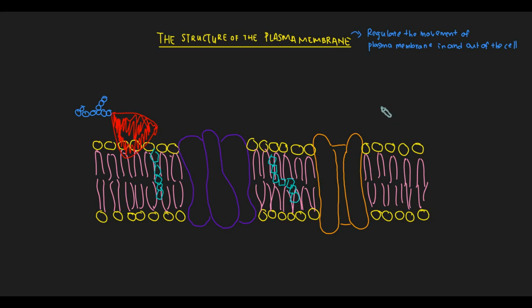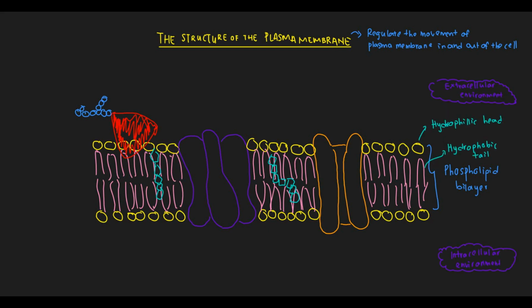So here we have some structures and some components of the plasma membrane. Let's dive into it. This is the phospholipid bilayer. The phospholipid bilayer consists of two parts. We have the hydrophilic head over here and the hydrophobic tail. The hydrophilic head has hydrophilic characteristics, meaning that it is attracted to water, and it is built from phosphate and arranged to face the intracellular environment and the extracellular environment in the phospholipid bilayer.